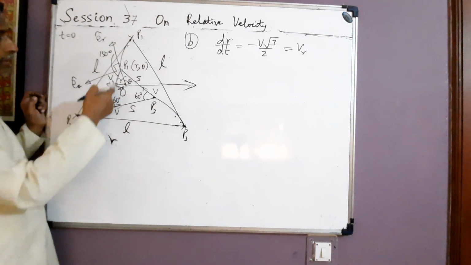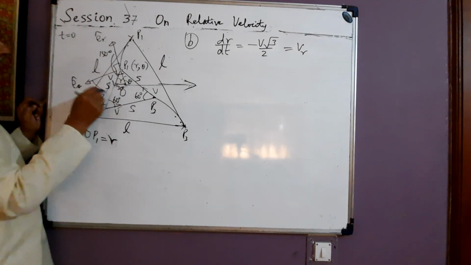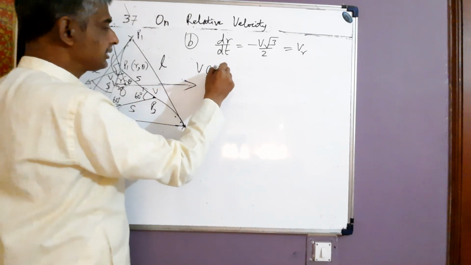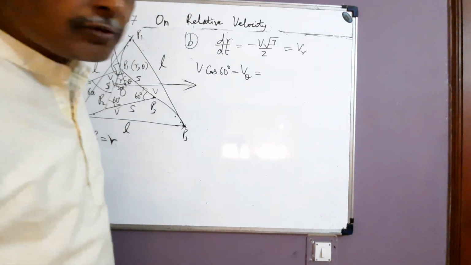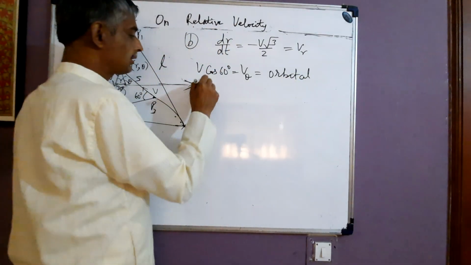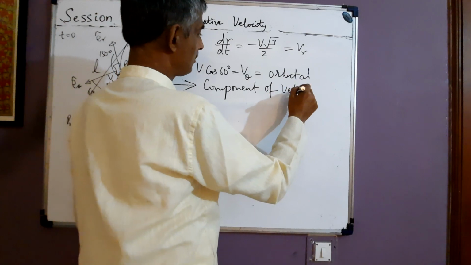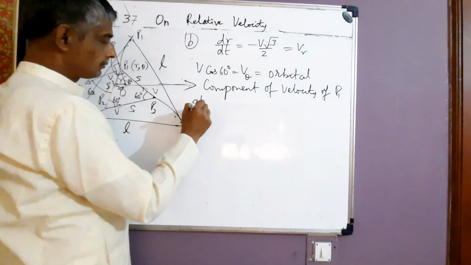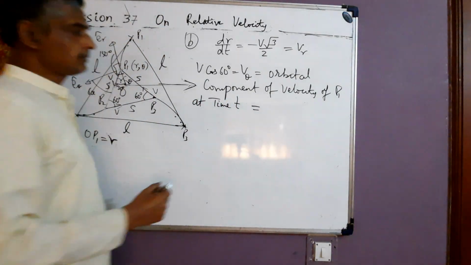Similarly, the velocity of P1 has a component along E theta. This is 30 degrees, this is a right angle, so this angle is 60 degrees. V cos 60 degrees is V theta, that is the orbital component of the velocity of P1, and that is the component of V along E theta.